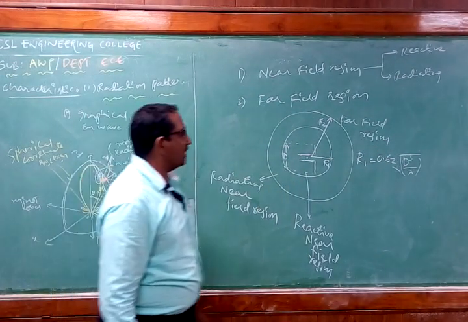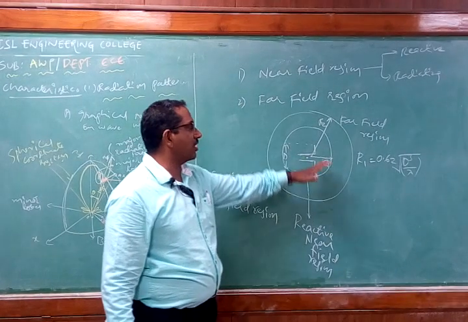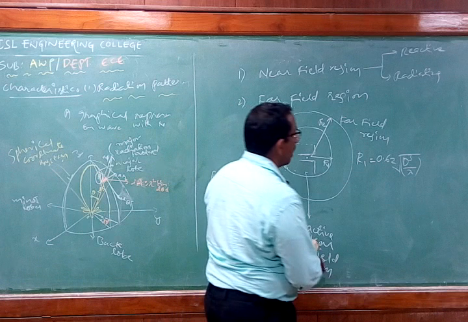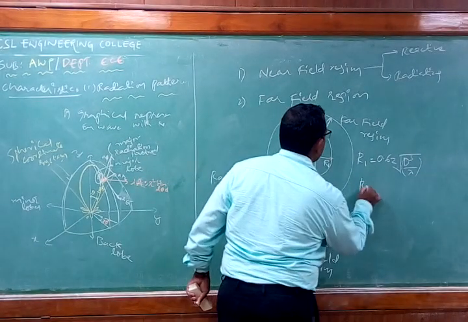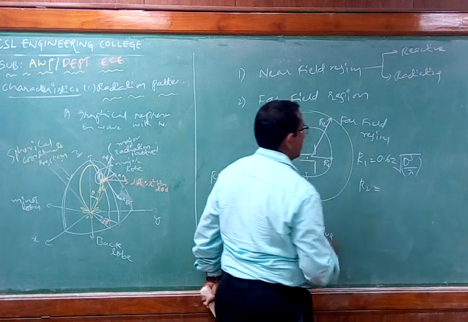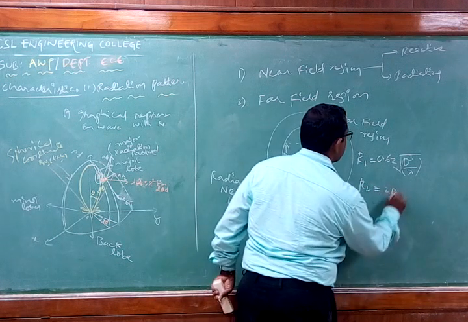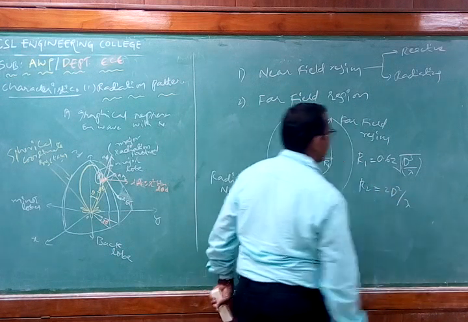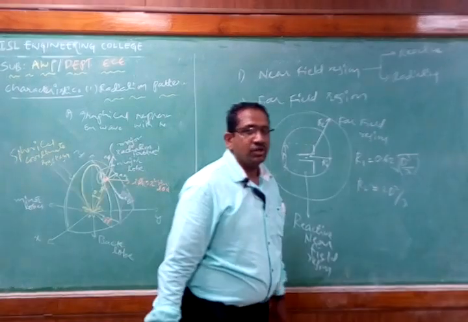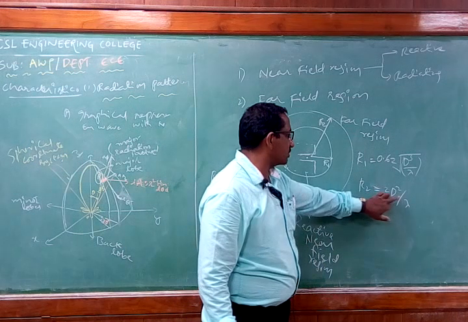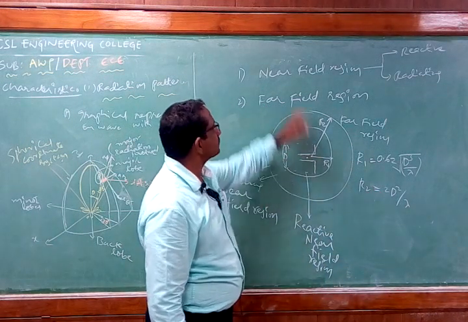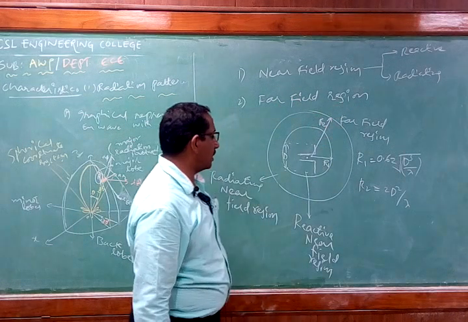Based on the antenna size, we normally have radiation in this region. The next region we normally have is called R2. That means if you have the dimensional parameter 2d square by lambda, so R2 is equal to 2d square by lambda, then this region is called the radiating near field region.